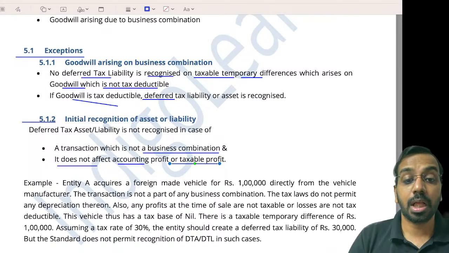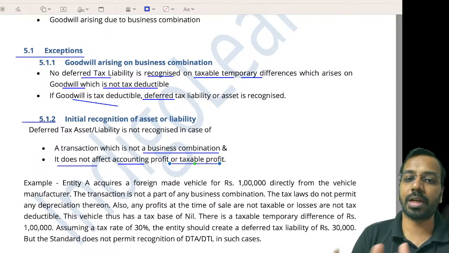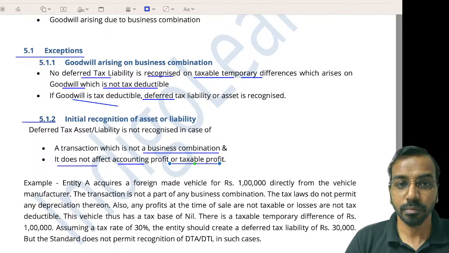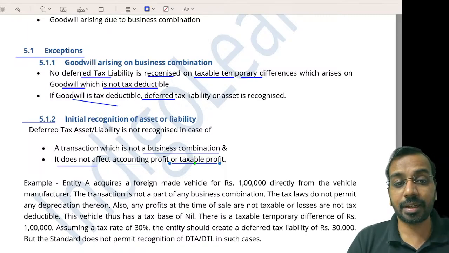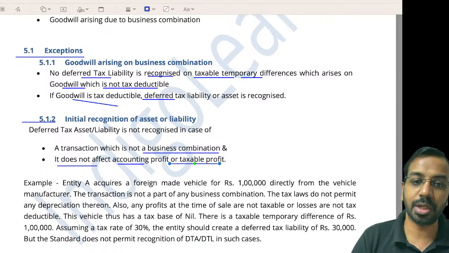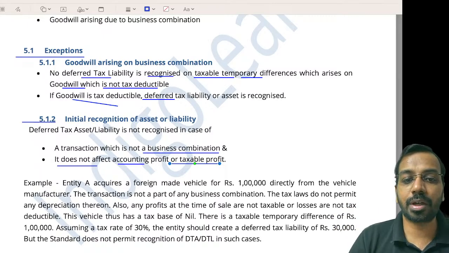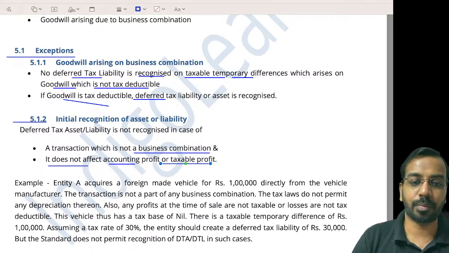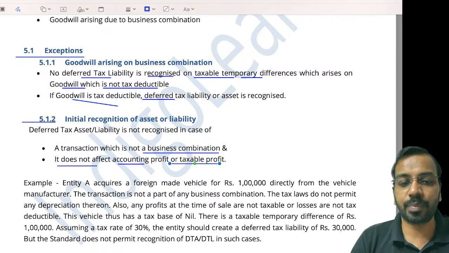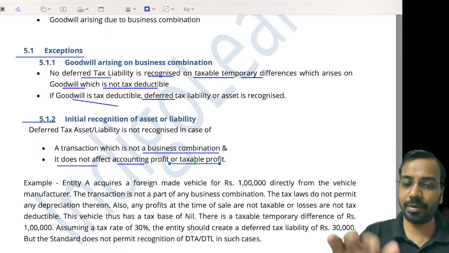Now, when you have acquired that particular item, or you have recognized that particular asset, then it is not a business combination or transaction in business combination. Second, it does not impact the accounting profit or taxable profit. Means this particular item will not impact my accounting profit, neither will it impact my taxable profit.